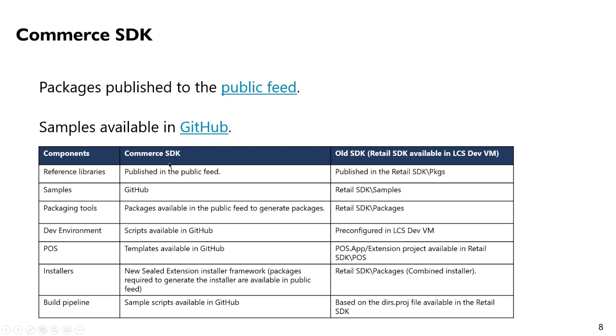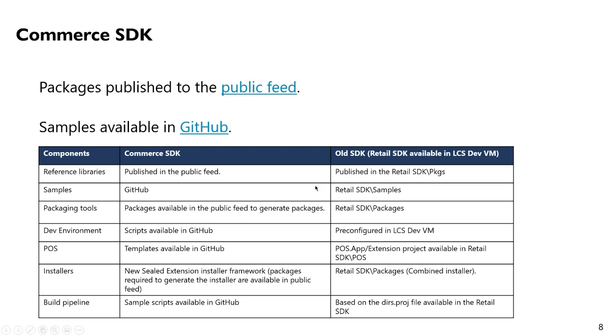Okay, so now the reference library is available in the public feed. Okay, you can get the location for this public feed. Then to consume this library, now you can use NuGet Manager, right? And then you can put the public feed URL, and then you can start consuming all different versions of the DLL. But previously in the older SDK, everything was published in the retail SDK packages folder.